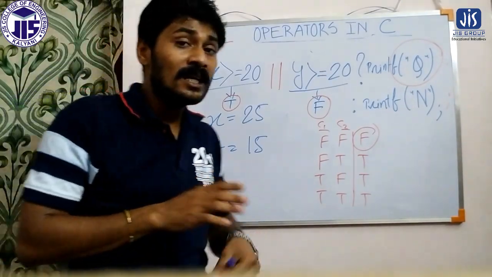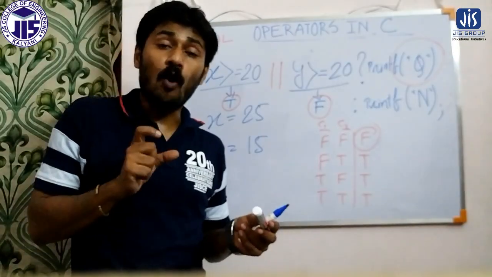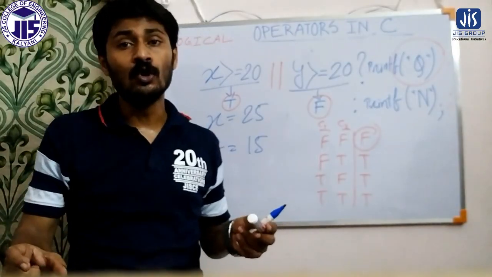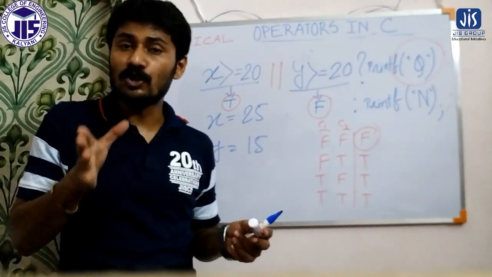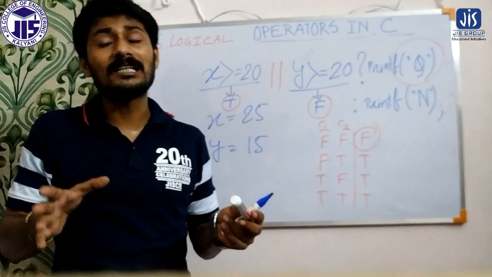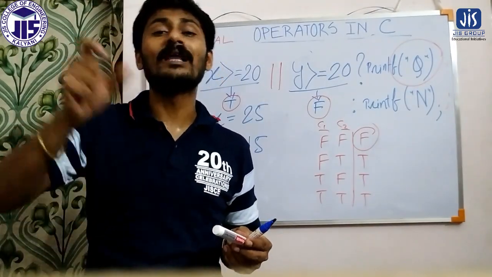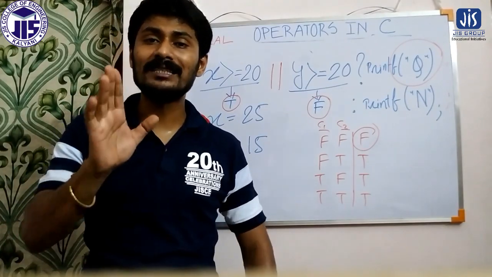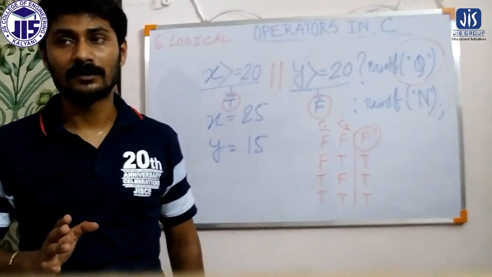In logical AND, if we are merging multiple conditions with the logical AND operator, then all the conditions have to be true to execute the true statement. And in the case of logical OR, if we are merging multiple conditions and any of the conditions is true, then it will execute the true statement. So that is the difference between the logical AND and logical OR operators.